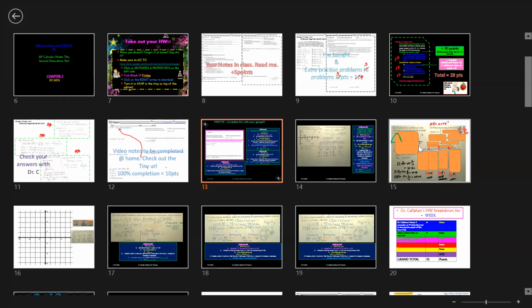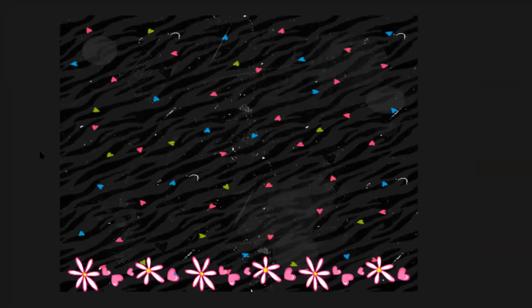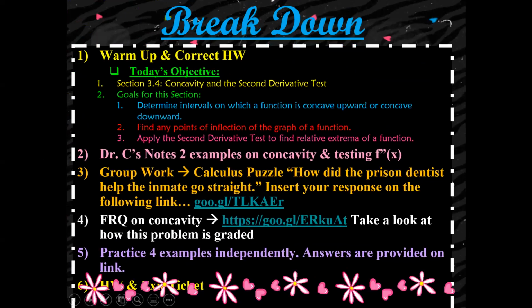And so today we're going to continue on with our topic of concavity and the second derivative test. Our goals for this section are to determine the intervals on which a function is concave up or down, find any inflection points on the graph, and apply the second derivative to try to find any relative extrema.